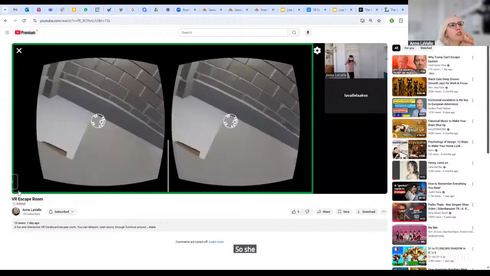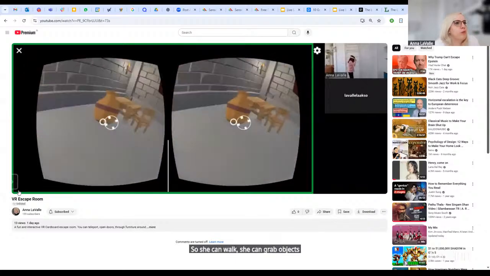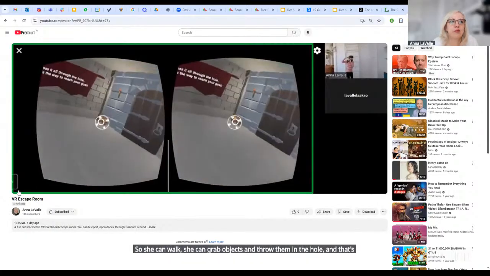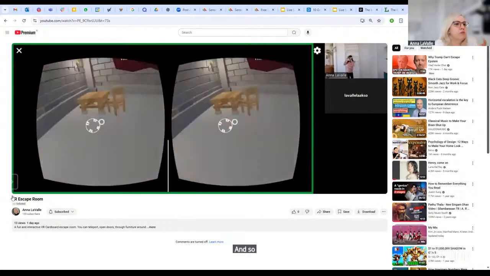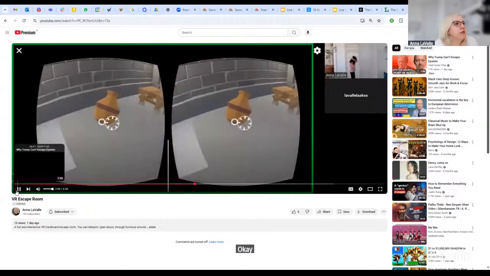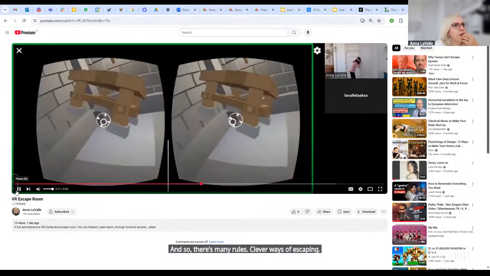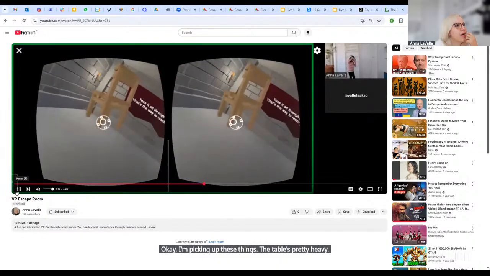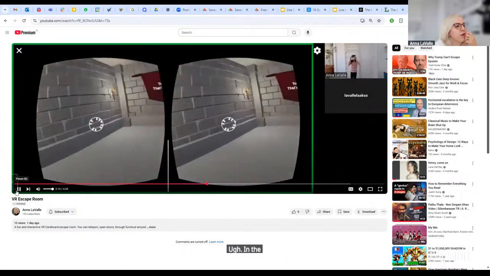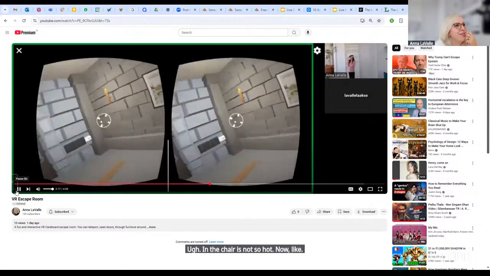So she can walk, she can grab objects and throw them in the hole, and that's how she escapes this room. And so there are many clever ways of escape. Okay, I'm picking up these things. The table's pretty heavy. And the chair is not so heavy. Now I got it. Now she's there.